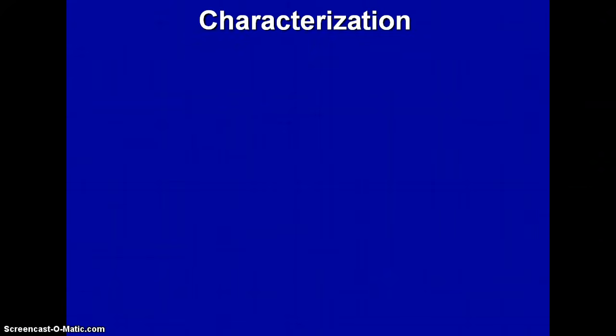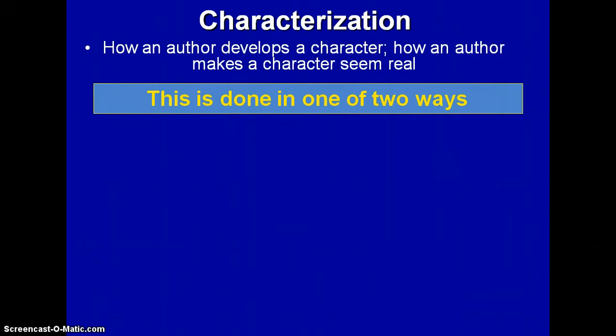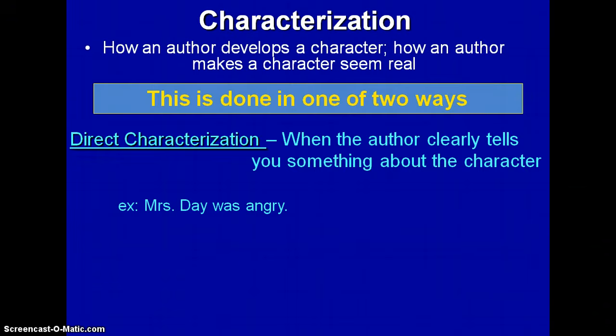This brings us into characterization. This is the way an author develops a character, or how an author makes a character seem real. This can be done in one of two ways. The first is directly. This is when the author tells you something about the character. It is flat out, it is clear, there is no guessing involved. So for example, Mrs. Day was angry. Angry is describing how Mrs. Day felt. No guessing needed.